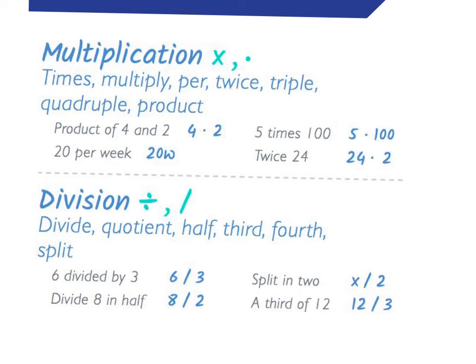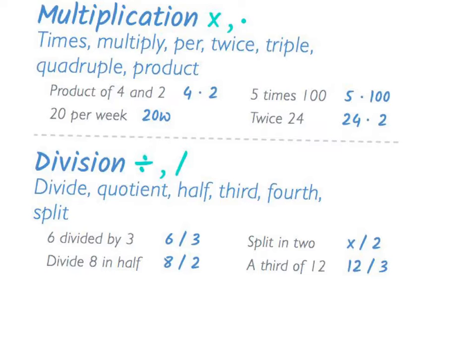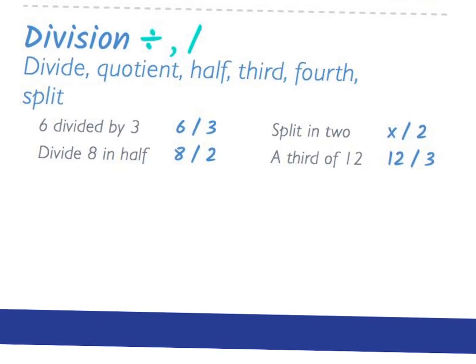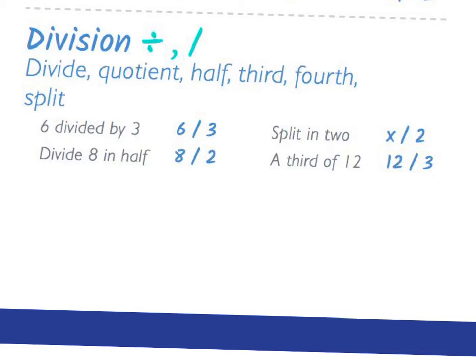Multiplication, these are some words. Product, per, 20 per week means 20 times the number of weeks. Twice means 2 times. Division, divide, quotient, half, third, fourth, split. Split in 2 was the other one that we could have discussed. X divided by 2 is really x split in 2. A third of 12 is 12 divided by 3.